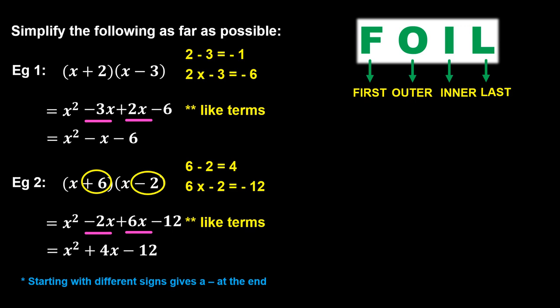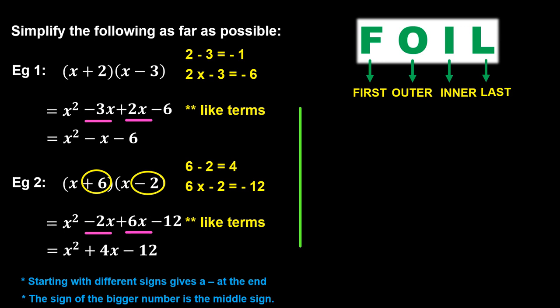So, starting with different signs will always give me a negative at the end. Okay, so I started with a plus 2 and a minus 3 and ended with a minus 6. I started with a plus 6 and minus 2 and I ended with minus 12. And another thing I want you to notice is the sign of the bigger number is always the middle sign. So I had plus 2 and negative 3. 3 was the bigger number. I ignore the sign, so 3 was the bigger number, and that was the sign in the trinomial. With 6 and 2, 6 was the bigger number, it was positive, so the middle sign in the trinomial is positive. So that's what we need to be aware of as we try and reverse the process.